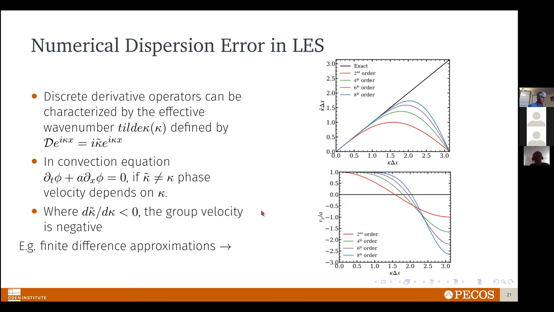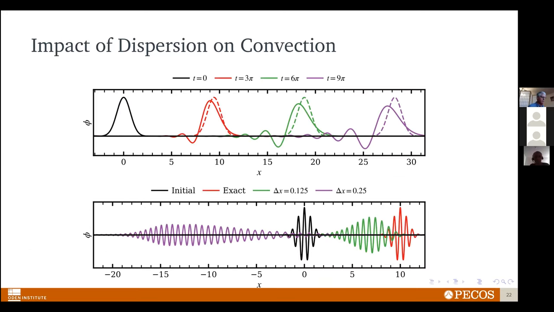Okay, so what are the consequences of that? Again, these are things that many of you are probably familiar with, but to set the ideas, let me remind you: if I take a pulse and I convect it by the convection equation with a numerical scheme that has dispersion error, that pulse will deconstruct and be spread out by that dispersion error. And that's what's shown here at different times going forward.